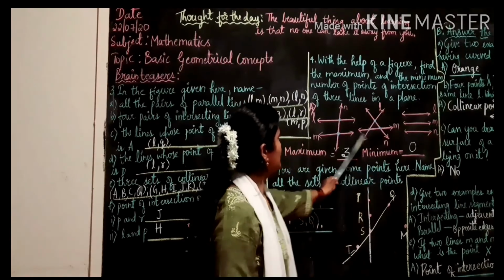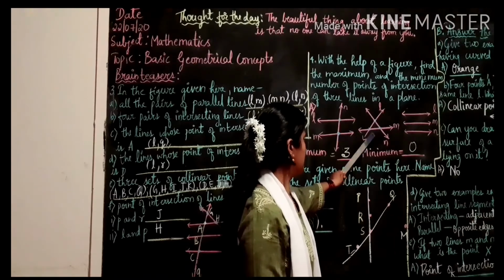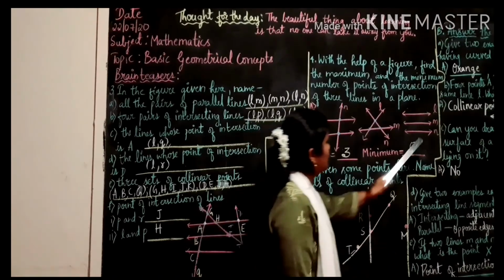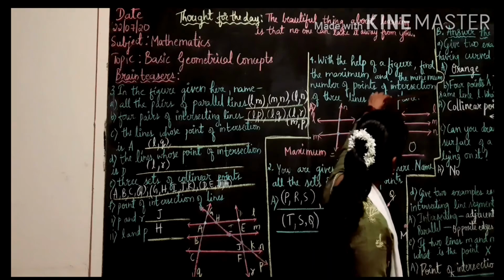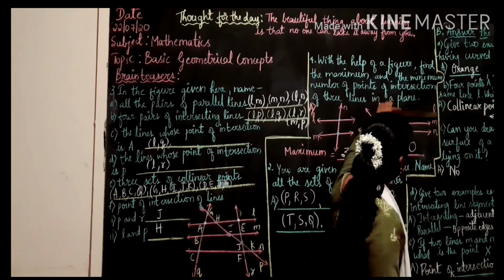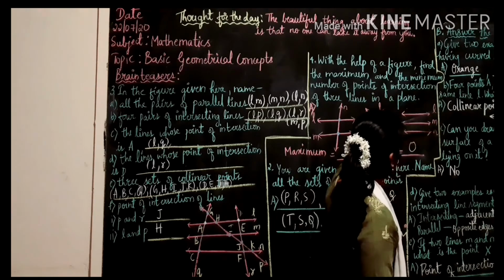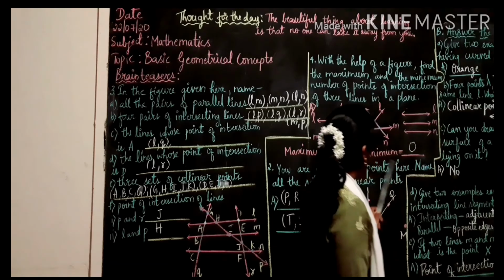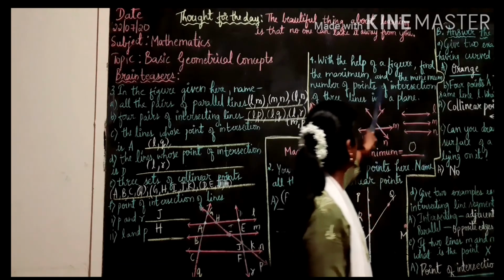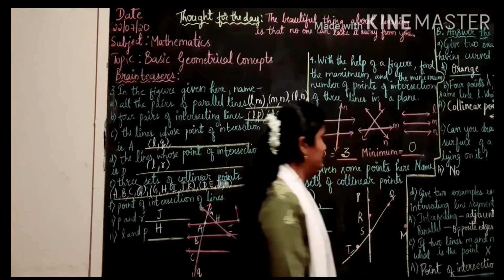So the maximum number of points of intersection is 3, and in the third case, you can see lines L, M and N are intersecting nowhere, so the minimum points of intersection is 0.